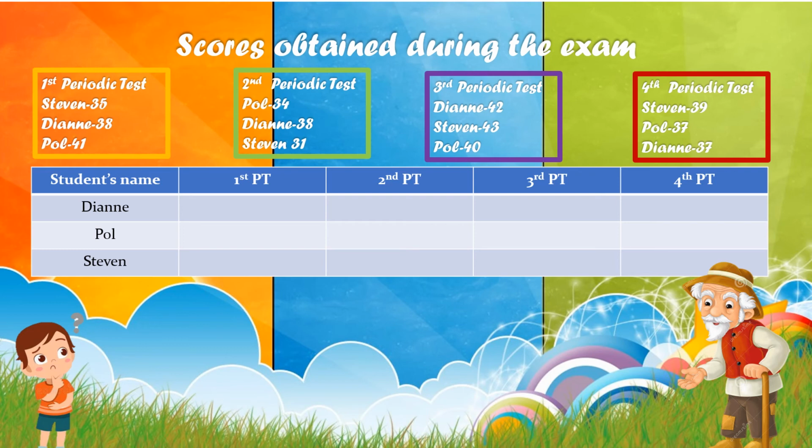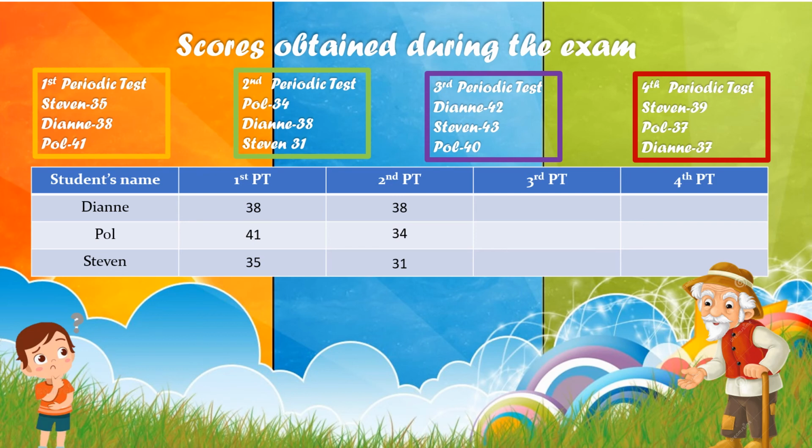What was the score of Diane in the first periodic test? Very good. It is 38. How about Paul? Oh yes, that's true. It's 41. How about Stephen? Very good. It is 35. Let us go to second periodic test. What was the score of Diane? Very good. It's 38. How about Paul? Oh yes, that's true. It's 34. How about Stephen? Okay, it's 31. Very good.